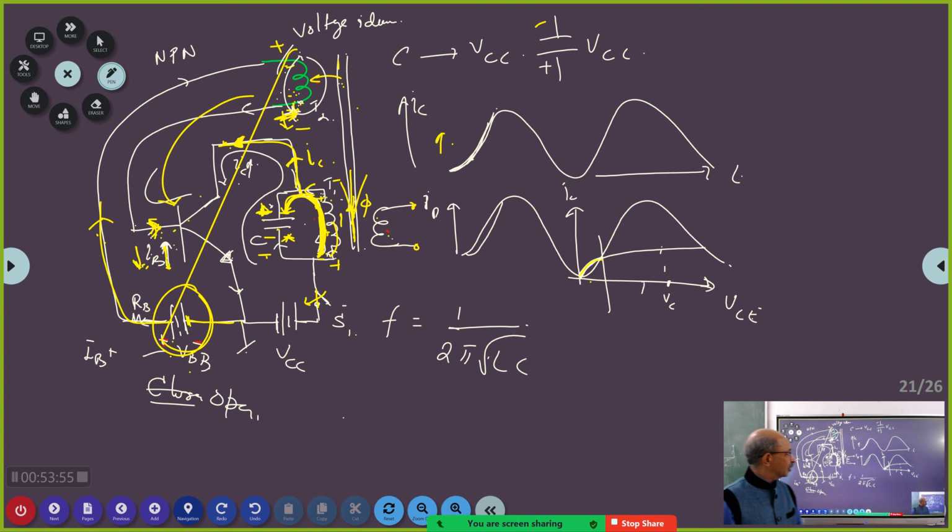Sir, VCC is present, so why will it let the capacitor get charged in reverse? See, that is the basic thing.